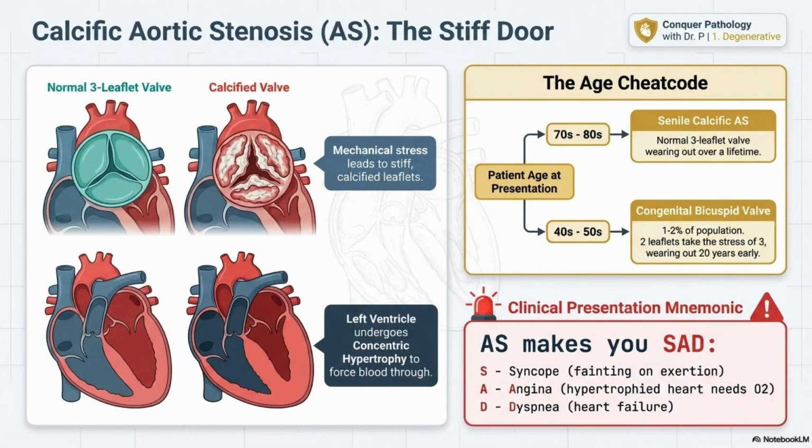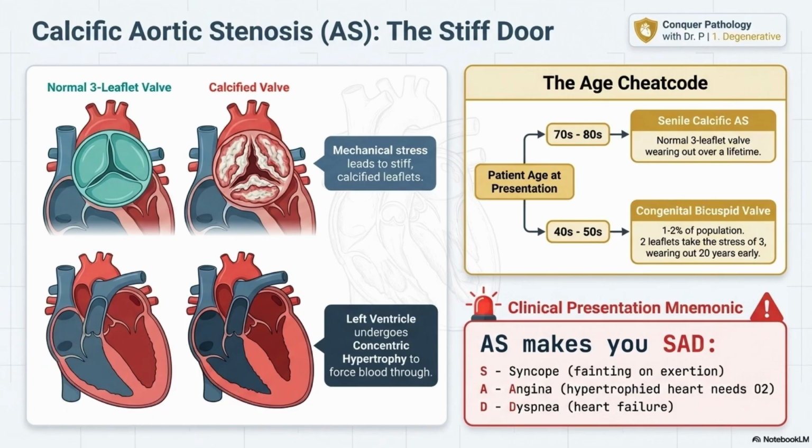Let's start with the first mechanism, degenerative disease, specifically calcific aortic stenosis or the stiff door. Look at the normal 3-leaflet valve compared to the calcified valve. Constant mechanical stress over decades leads to stiff calcified leaflets. To force blood through this narrow opening, the left ventricle undergoes concentric hypertrophy.